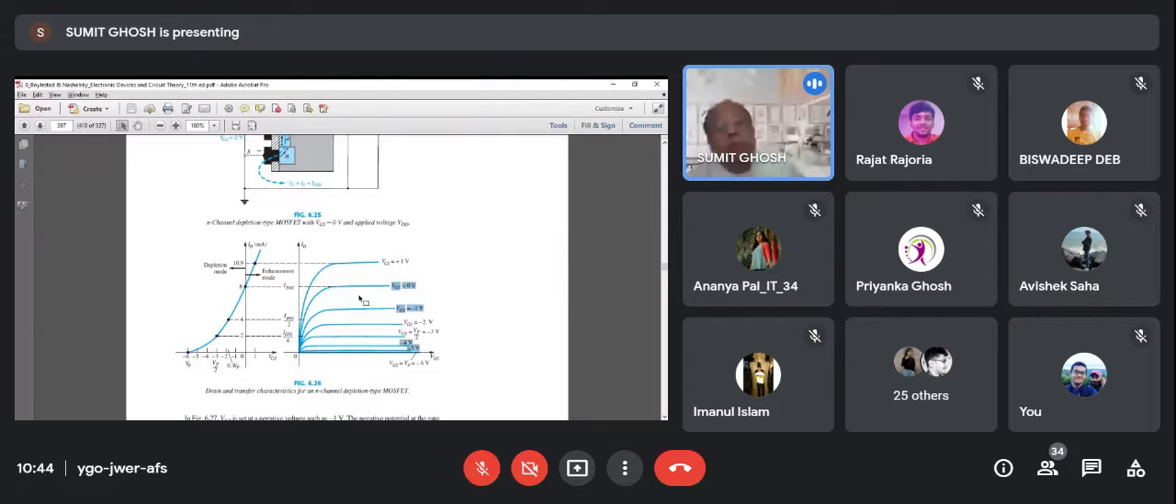Only one curve is left, which I have not explained. Which curve? Forget about the left curve. I'm talking of only this output characteristic. One curve I have not explained: VGS equal to plus 1 volt. Very good, excellent. I have not yet explained this.